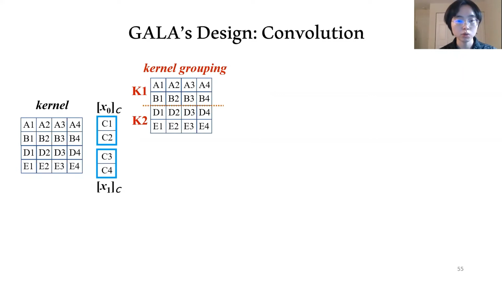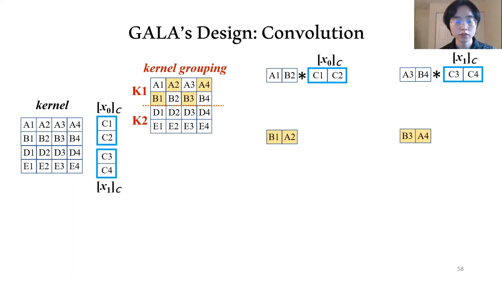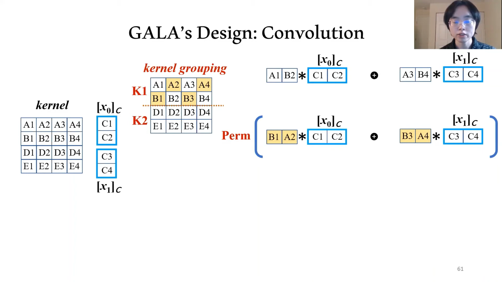Here, we propose kernel grouping based on the number of channels in one ciphertext. So here, the number of channels in one ciphertext is 2, so the kernel is divided into 2 kernel groups, K1 and K2. As for kernel group K1, we first diagonally form 4 kernel blocks, such that each kernel block can be directly convolved with the input ciphertext. Then the convolutions with the same kernel order are added. Next, part of the convolutions are permed and then added with the rest of the convolutions to finally get the convolution result.